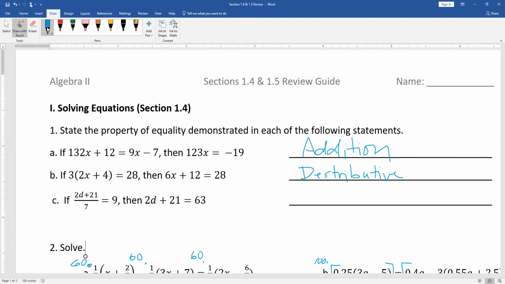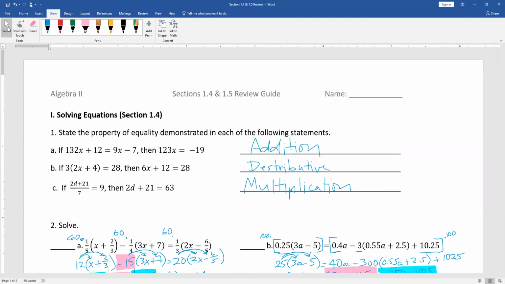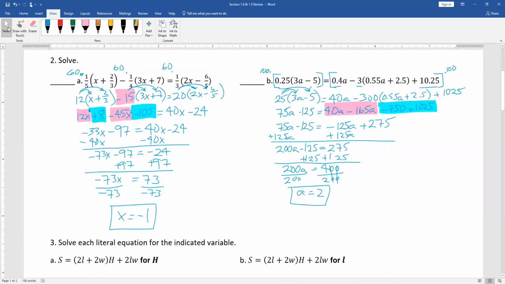Okay, and then C, if 2d plus 21 divided by 7 equals 9, then 2d plus 21 equals 63. So what we have done is we have multiplied both sides times 7 to eliminate our fraction on the left side. And so this is an example of the multiplication property. Okay. And we just did those big guys.